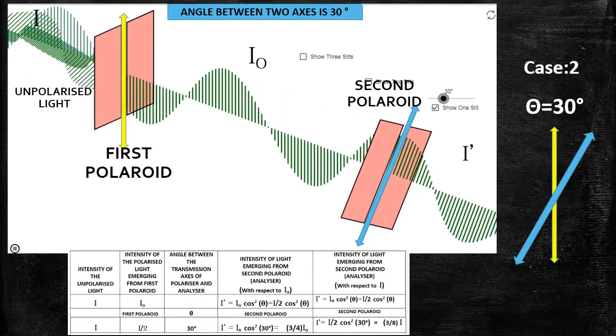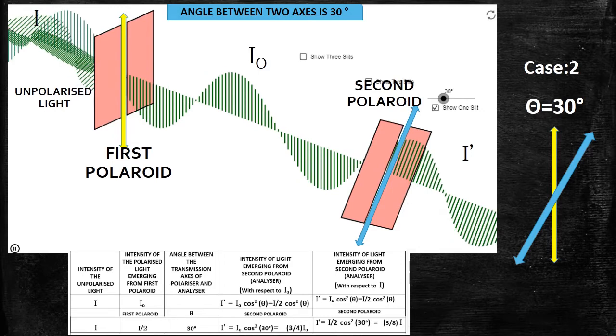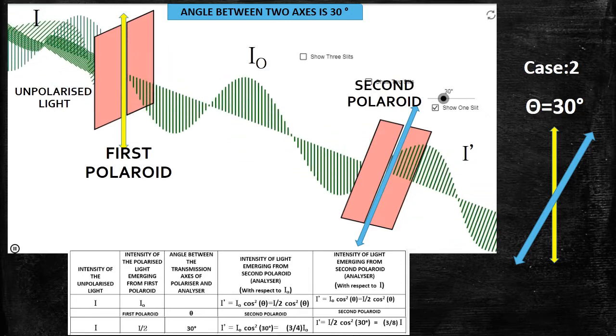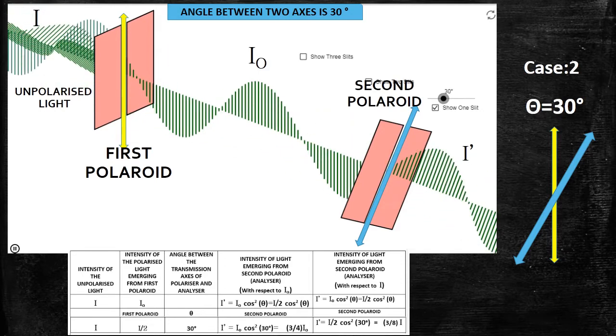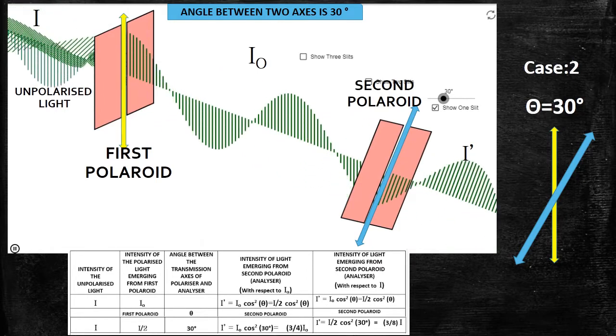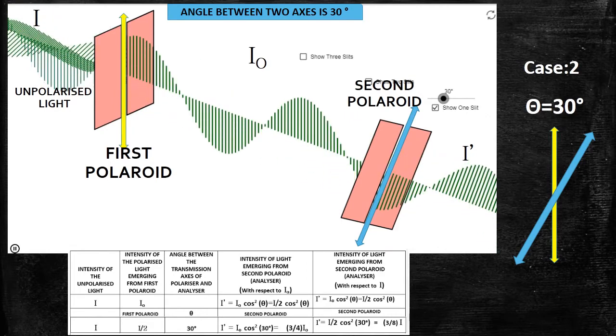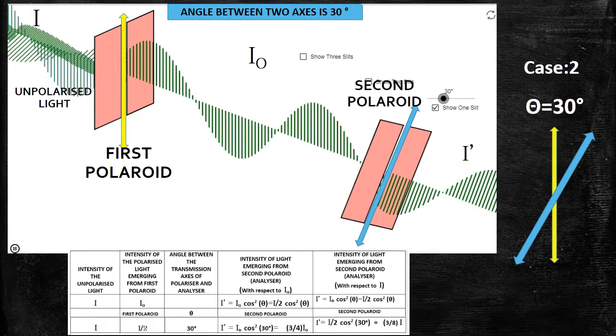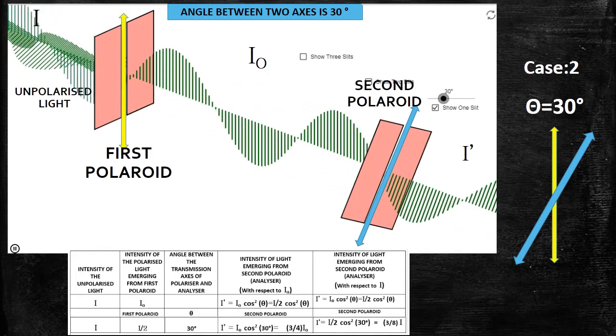Now the angle between the two transmission axes, that is, the angle between the transmission axis of the first Polaroid and the transmission axis of the second Polaroid, is 30 degree. Now the intensity is decreased. The intensity of the light which emerges out from the second Polaroid is named as I dash.